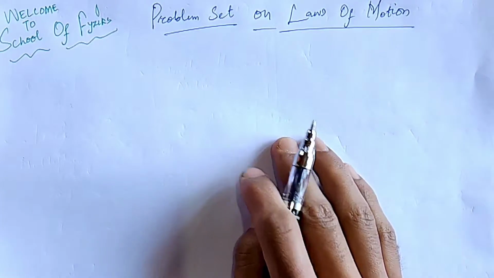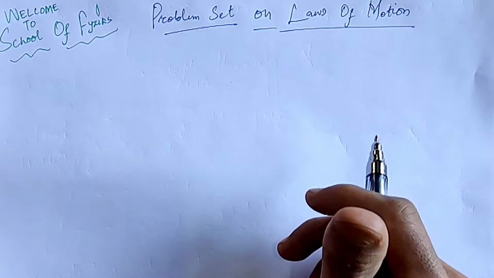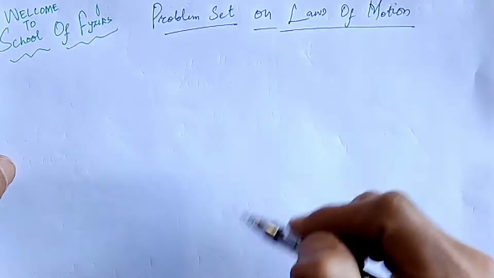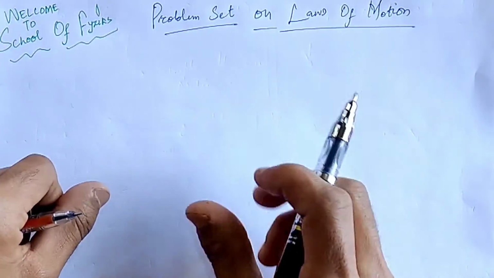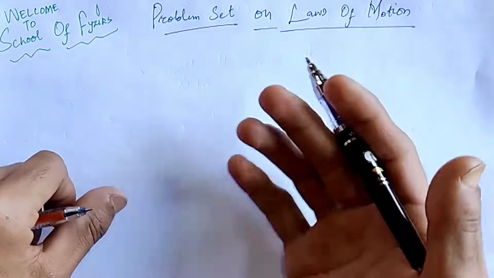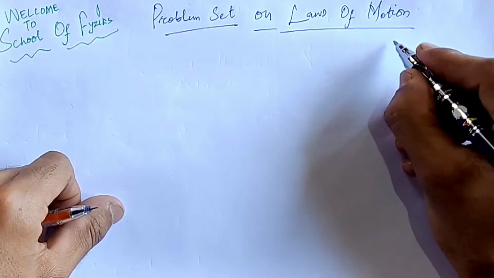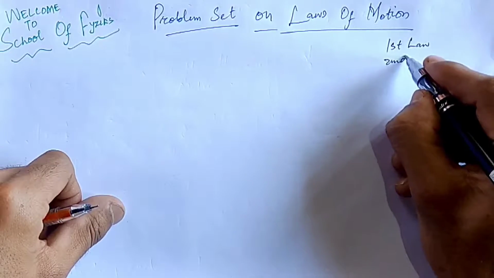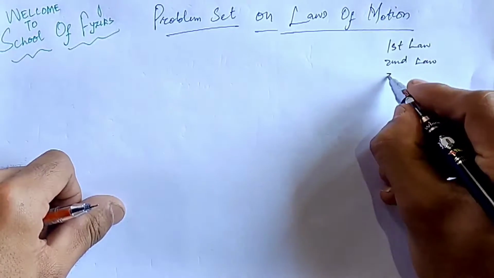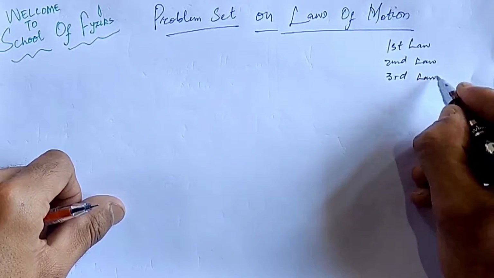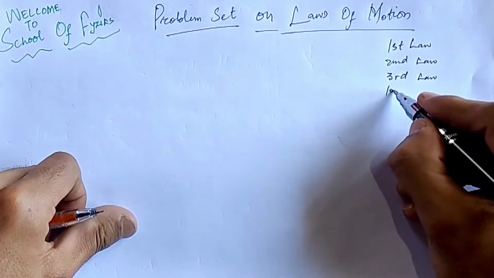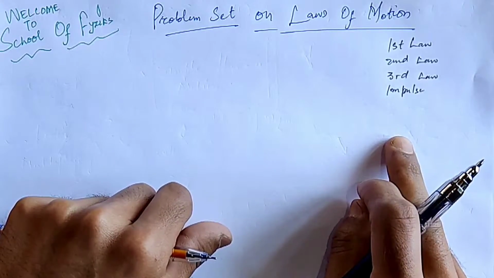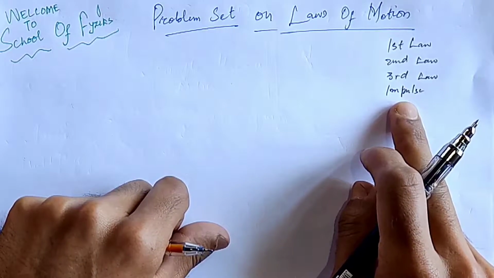Another lecture. Today, as you can see from the heading, I am going to discuss a few problems on the laws of motion which we were discussing earlier. We have discussed the law of inertia, that is the first law of motion, the second law of motion, and the third law of motion. With that, we also discussed impulse and other topics concerned with these concepts.